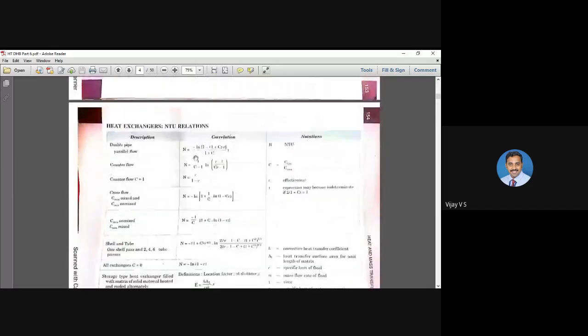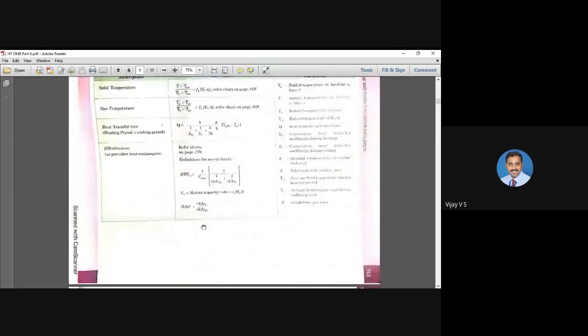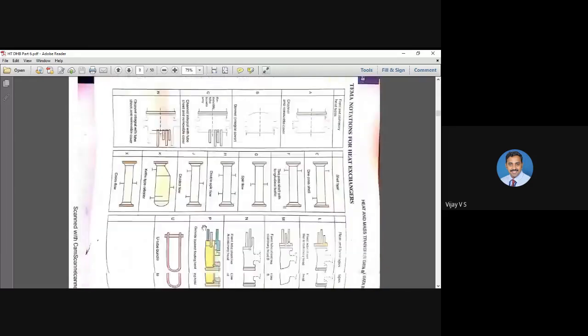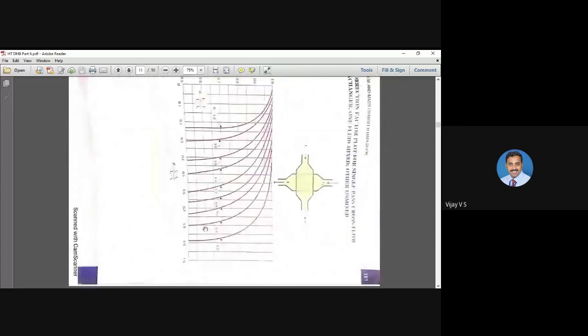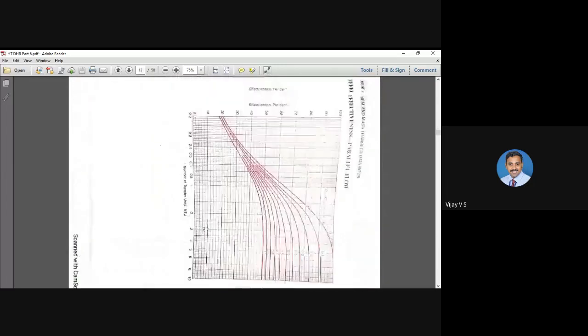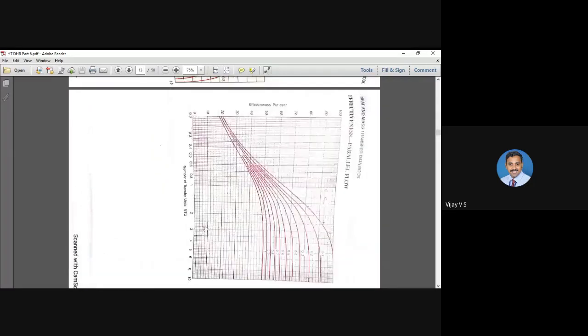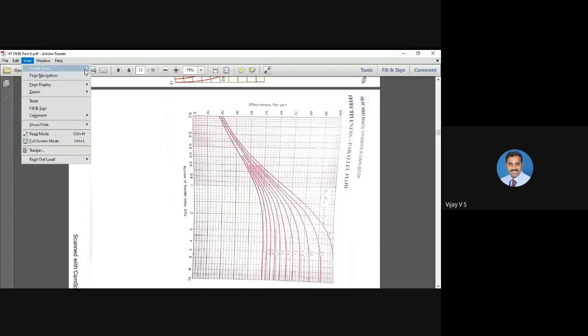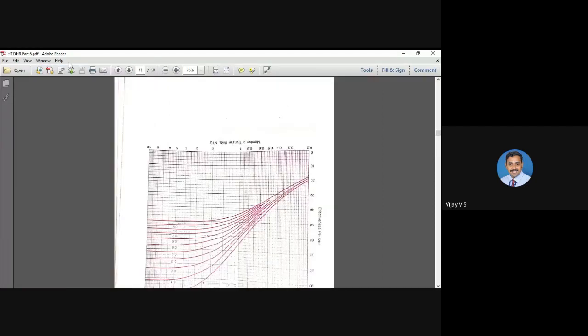Now instead of using this formula, which is time consuming, you can directly go for the chart. Okay, there is a graph available. So just see this graph. It starts from page number 163. Okay, page number 163.